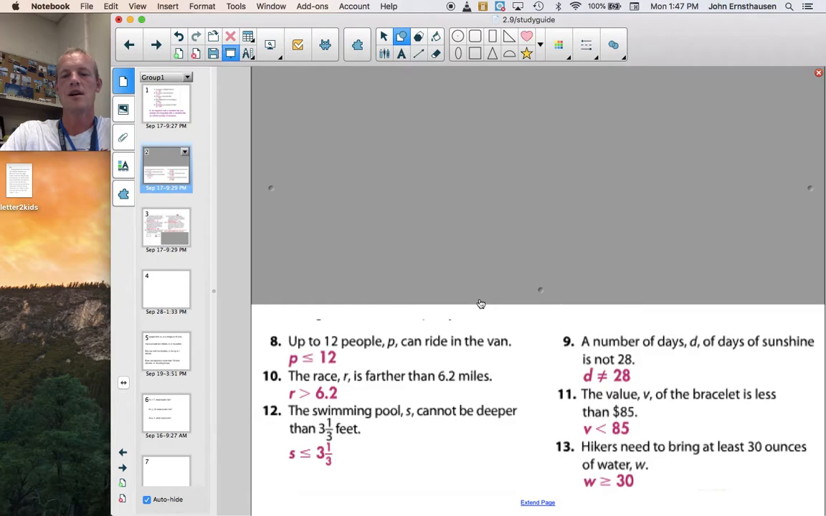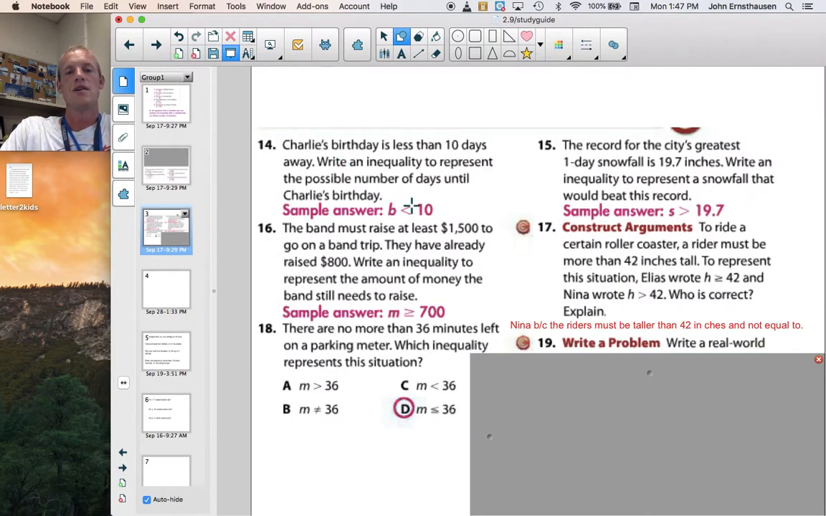Number 13, hikers need to bring at least, that is greater than or equal to. Those are some of the hard words. W is greater than or equal to 30. And then the last few here, for 14, B is less than 10.